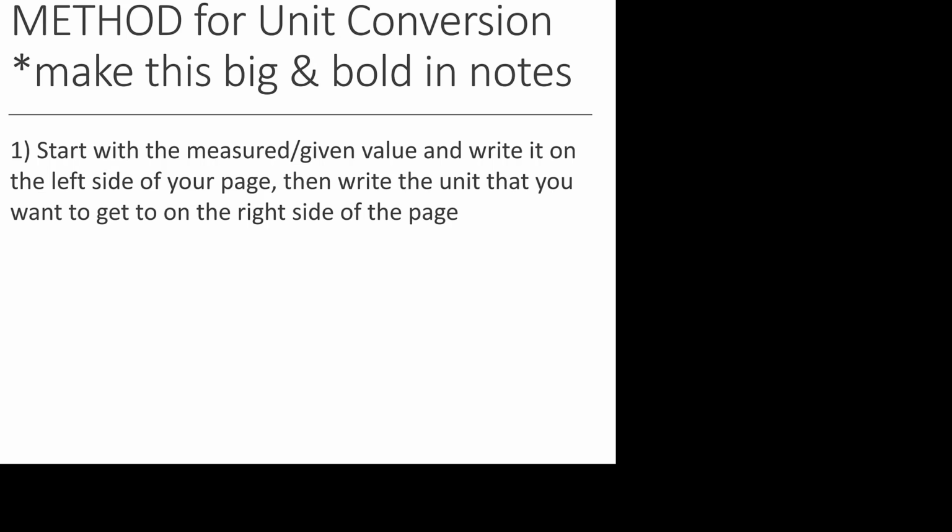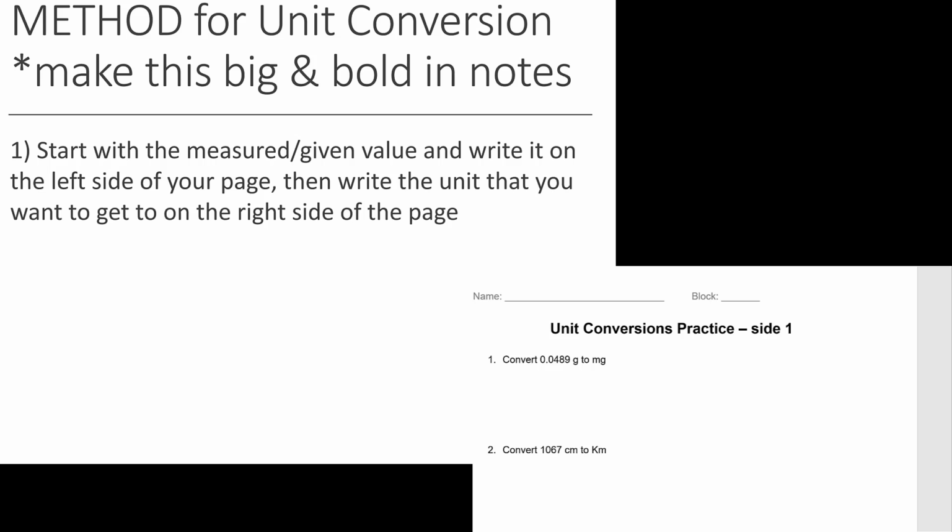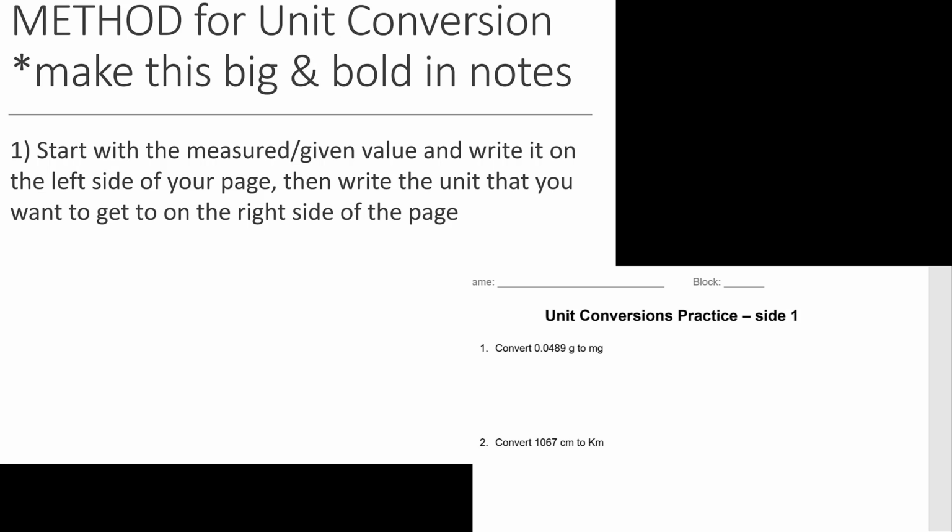Today we are going to be working alongside with the examples shown in the bottom right corner of this screen. And so for the first problem, it says convert 0.0489 grams to milligrams. So the measured or the given value in this situation is the 0.0489 grams. So go ahead and write that on the left side of your page. Then we're going to write the unit that we want to get to on the right side of the page. So in this example, we want to get to milligrams. So we're going to write milligrams on the right side of the page.